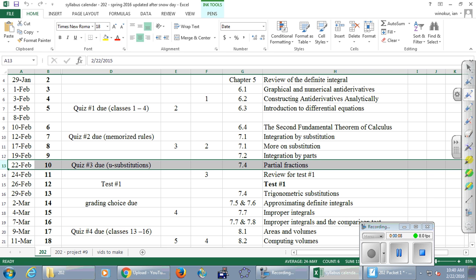Today we're covering a technique called partial fractions. This is yet another integration technique. Our most powerful one was U substitution. Last class we learned something called integration by parts. Today, a brand new technique which will allow us to solve a new class of integrals.